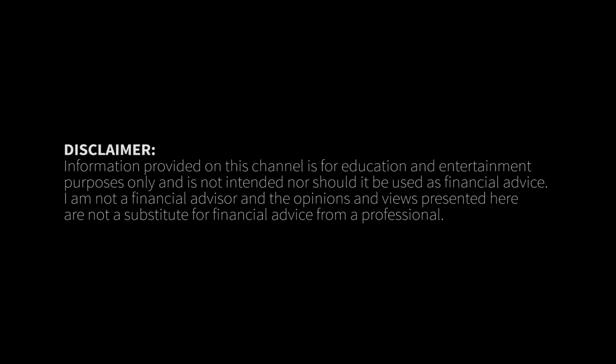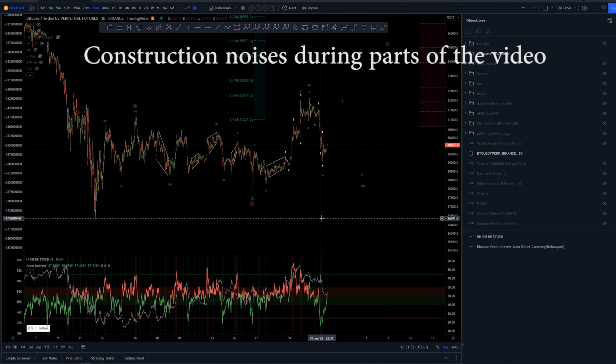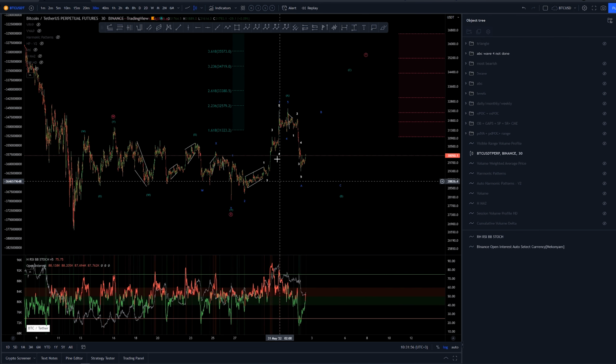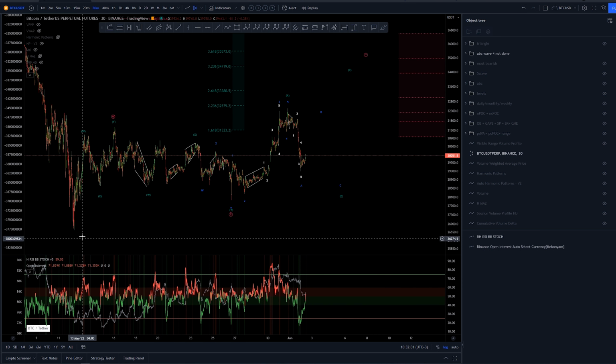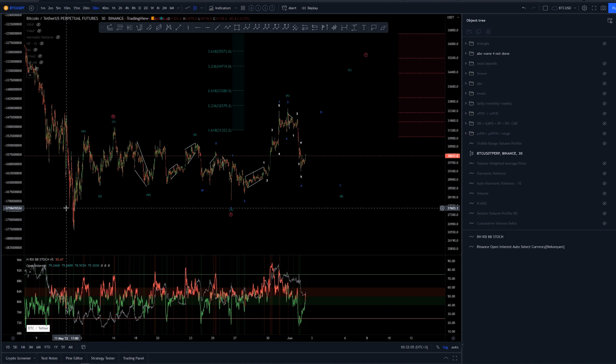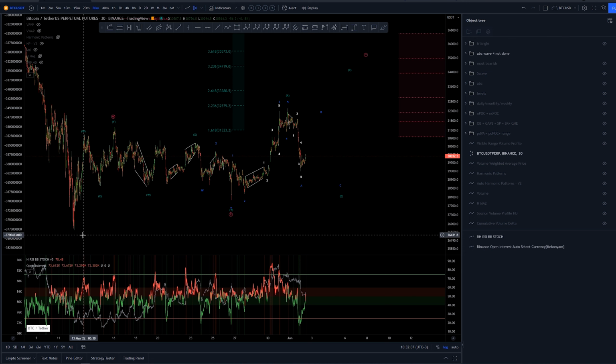I'll cover wave analysis with Elliott Wave Theory and provide targets and invalidation levels for the presented counts. Let's get going. There has been some action going on in here, so let's dive into it. We have had two different counts going on simultaneously, and we'll look at both of them.